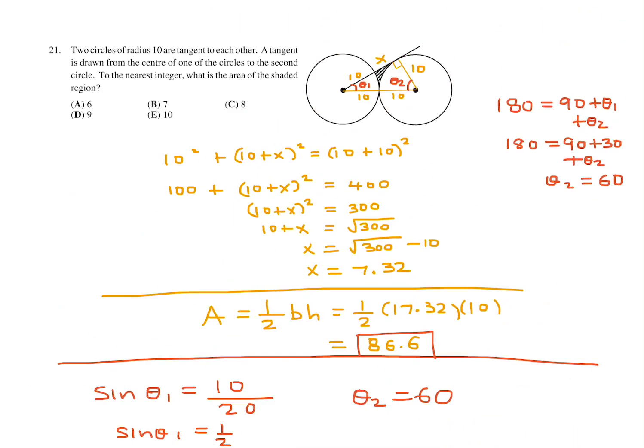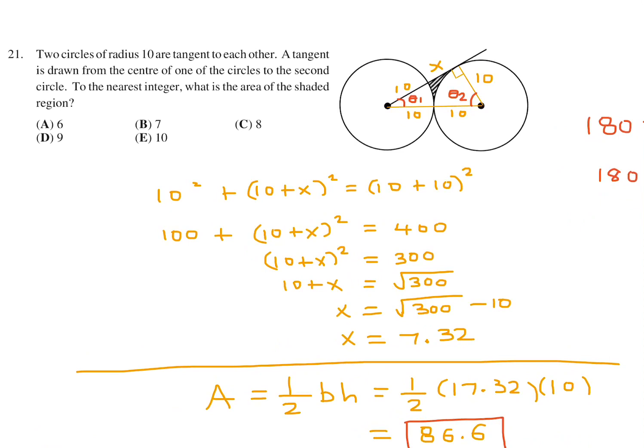And they have said, what is the area of the shaded region to the nearest integer? And that would be, of course, 8. So 21 is C.